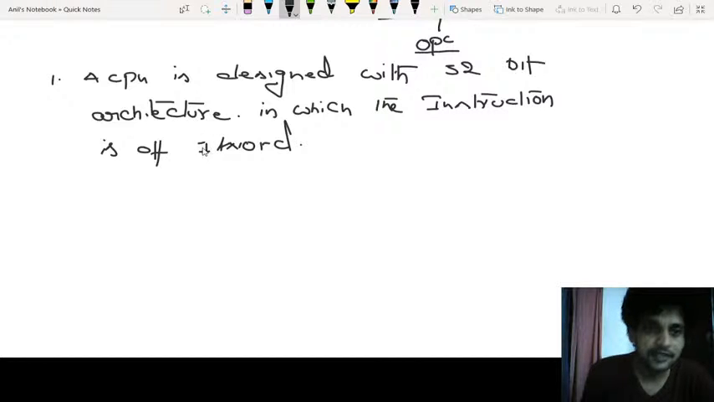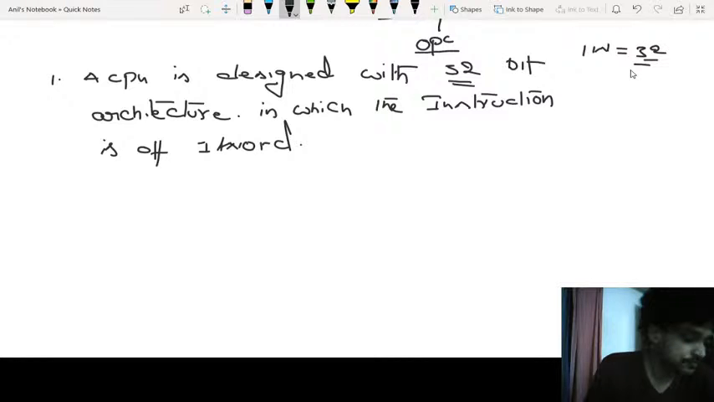So here the first statement is a CPU is designed with 32-bit architecture. The CPU size is 32-bit. Which means that one word is equal to 32 bits, right? Yes or no? Kirti, Lokesh, one word is equal to 32 bits because the CPU is a 32-bit architecture. In any CPU, the architecture size tells you about one word in the main memory or one word in the register, the size of the register.